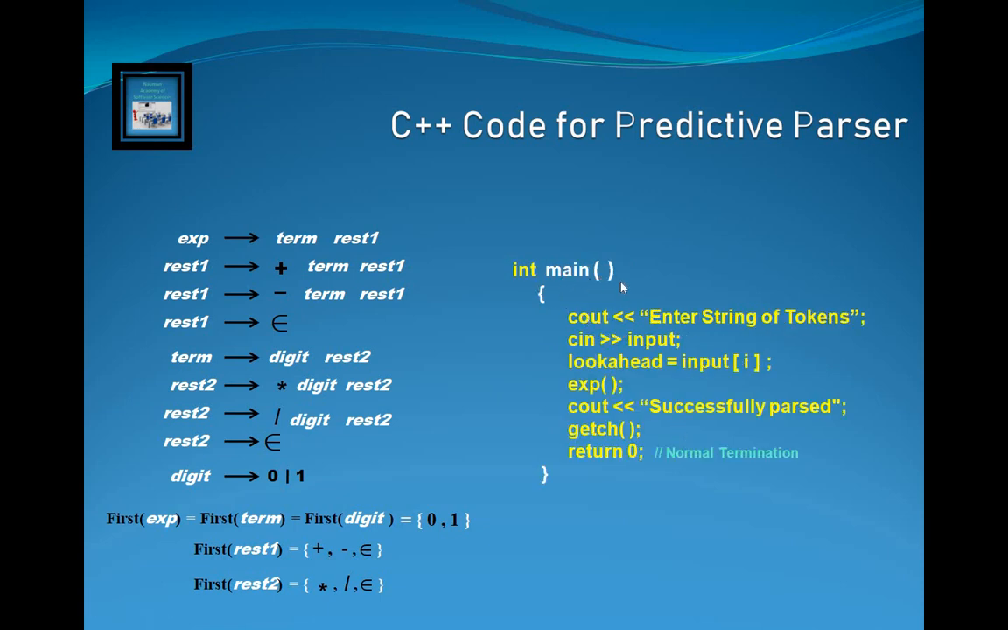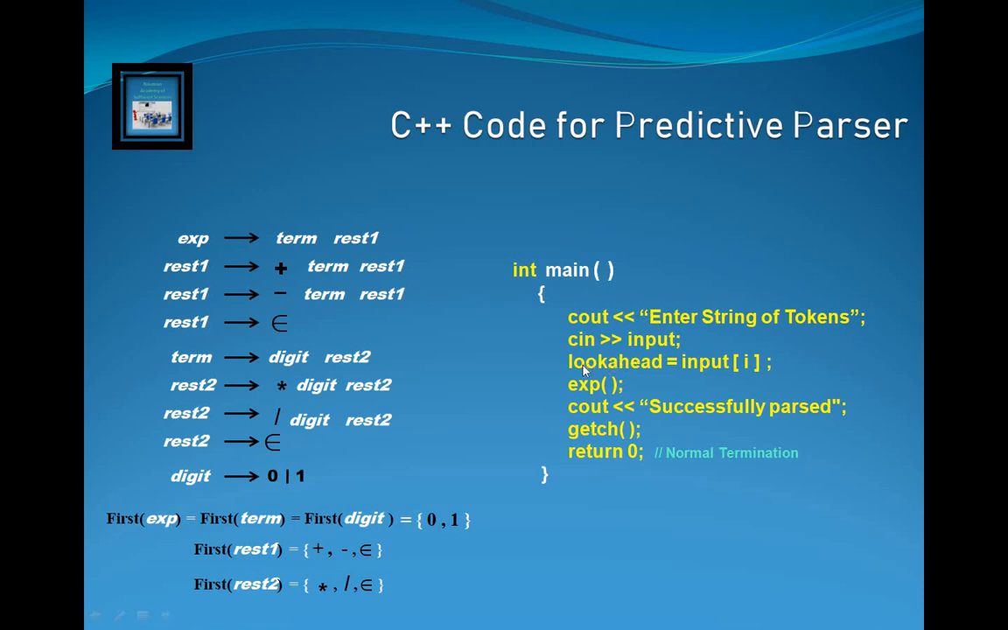Here is the structure of the main function, because I have chosen C++ to show you the implementation of the predictive parser. And you know that in C++ the control always starts from the main function. In the main function, first of all, a message is displayed for the user to enter a string of tokens. Our assumption is that the string of tokens is given as a sequence of characters, so we get the input of that string, which is a one-dimensional array of characters.